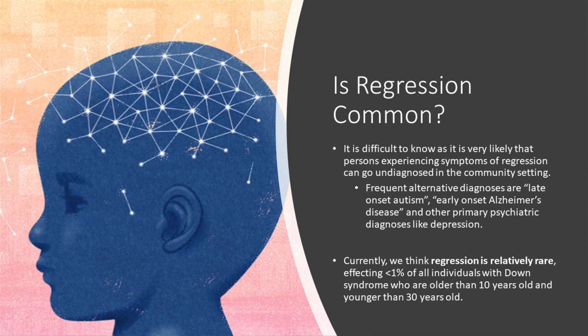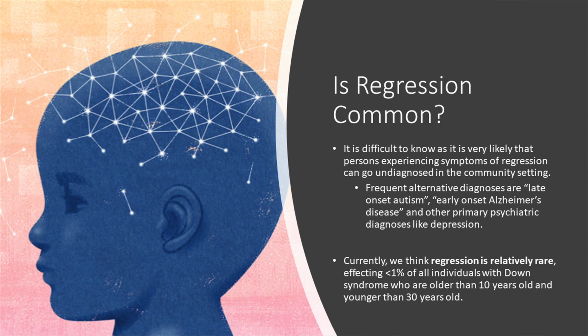Back when I was in my fellowship, one of the common diagnoses we would get referred as the justification for us seeing a person with Down syndrome included late onset autism or early onset Alzheimer's disease, or just some kind of psychiatric disease not otherwise specified. And I'm hoping by the end of this grand rounds we'll be able to distinguish why those things are probably not what's explaining this and why these patients need a little bit more of an aggressive workup and evaluation.